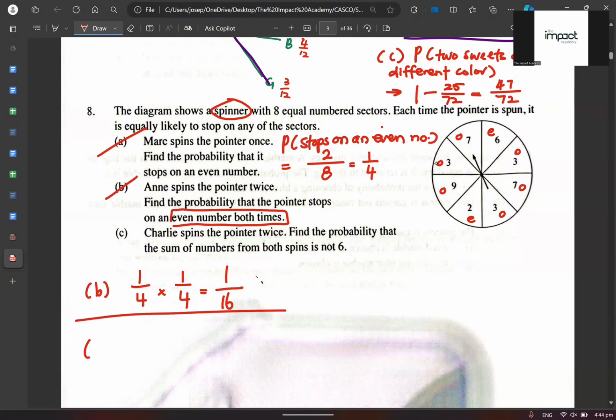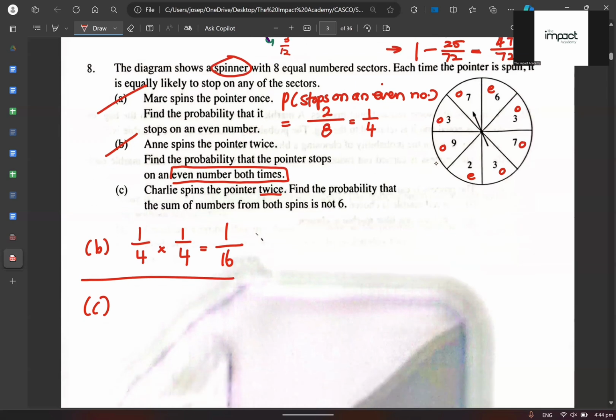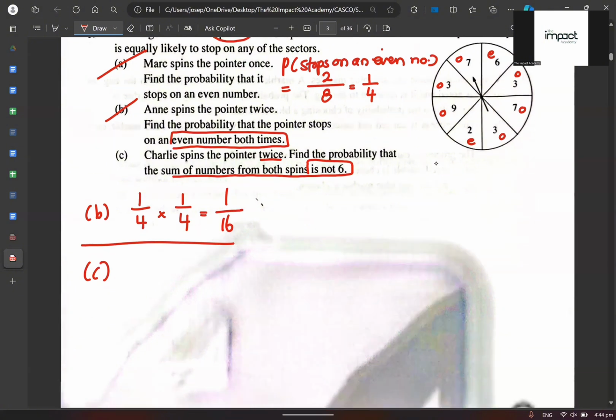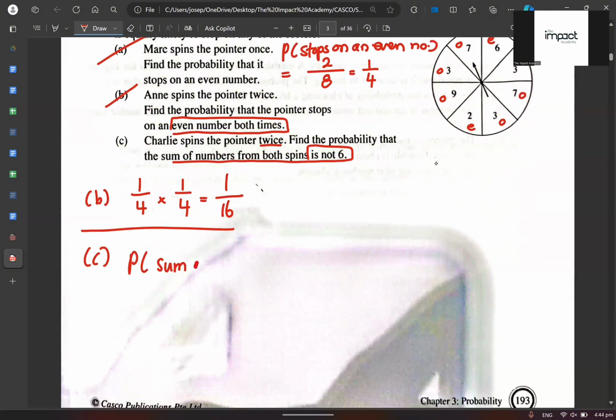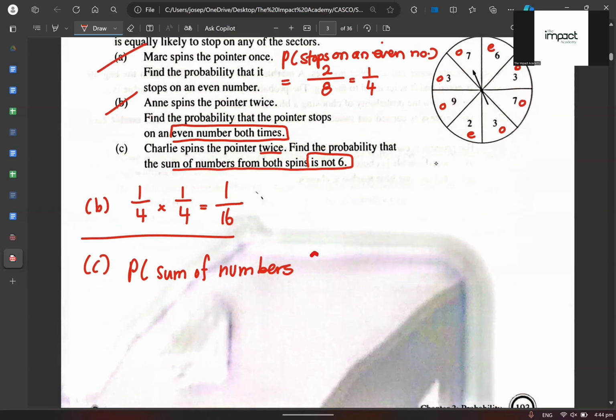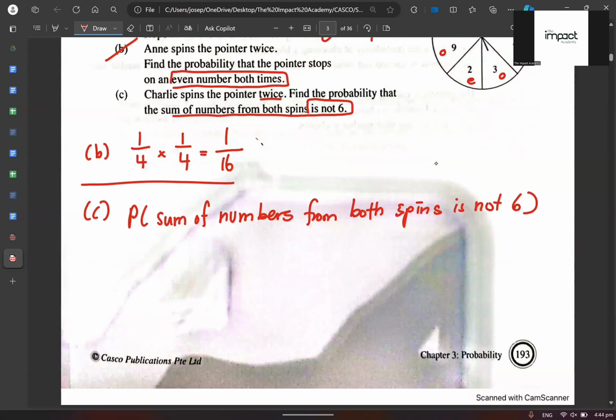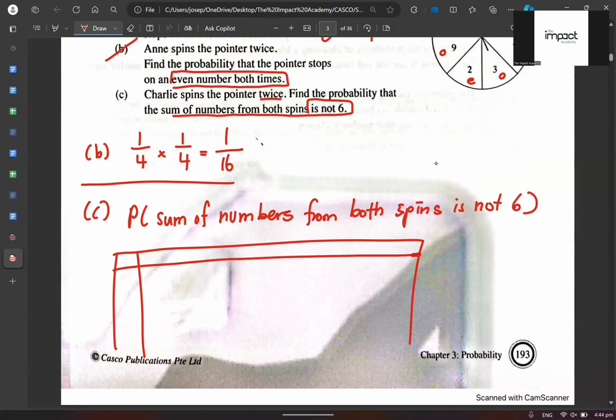Okay, very good. Then we go to C. Charlie spins the pointer twice, correct or not? What is the probability that the sum of numbers from both spins is not 6? Okay, this is where the challenge comes. You ready? Write down first: probability that the sum of numbers from both spins is not 6. They spin one time, spin a second time, add up together, and it must not be 6. In order to do something like this, you want to draw your possibility diagram first. Is that okay?